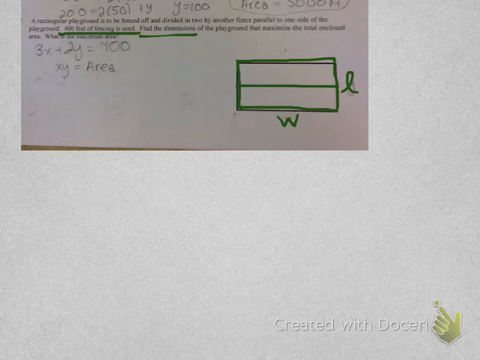So how many total W's do we have? We have three W's, and we have two L's. That's our perimeter. This is called our perimeter equation. And the total perimeter is 400.